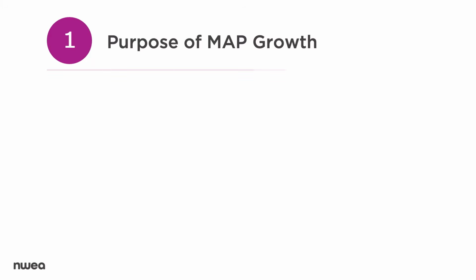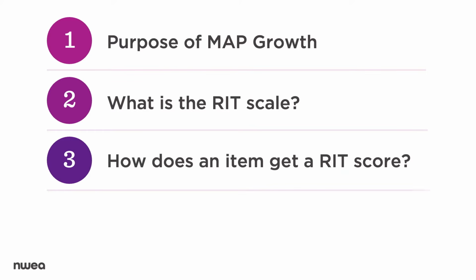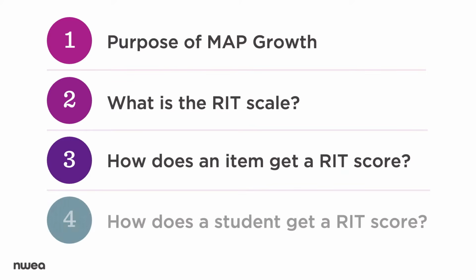We'll cover 4 areas today. First, the purpose of math growth and why that matters. Second, what the RIT scale is and its key properties. Third, how test items get their RIT scores. And finally, how students get their RIT scores through adaptive testing. By the end, you'll understand how all these pieces fit together to create a measurement system that can accurately track student achievement and growth over time.